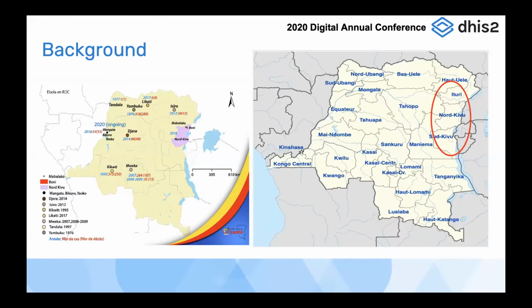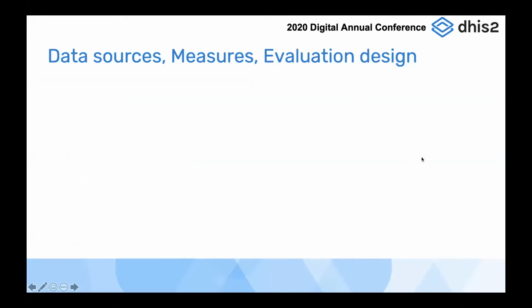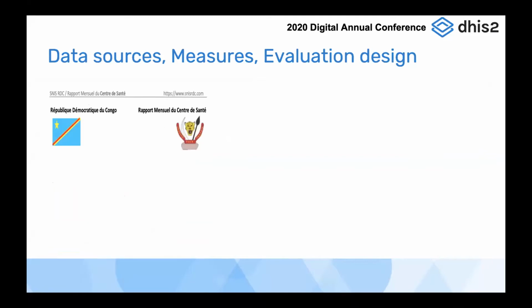We leveraged data from the DHIS2 enabled health management information system in the DRC. Specifically, we used the data from health centers as we focus on looking at the impact on the primary care services that are provided primarily by health centers.